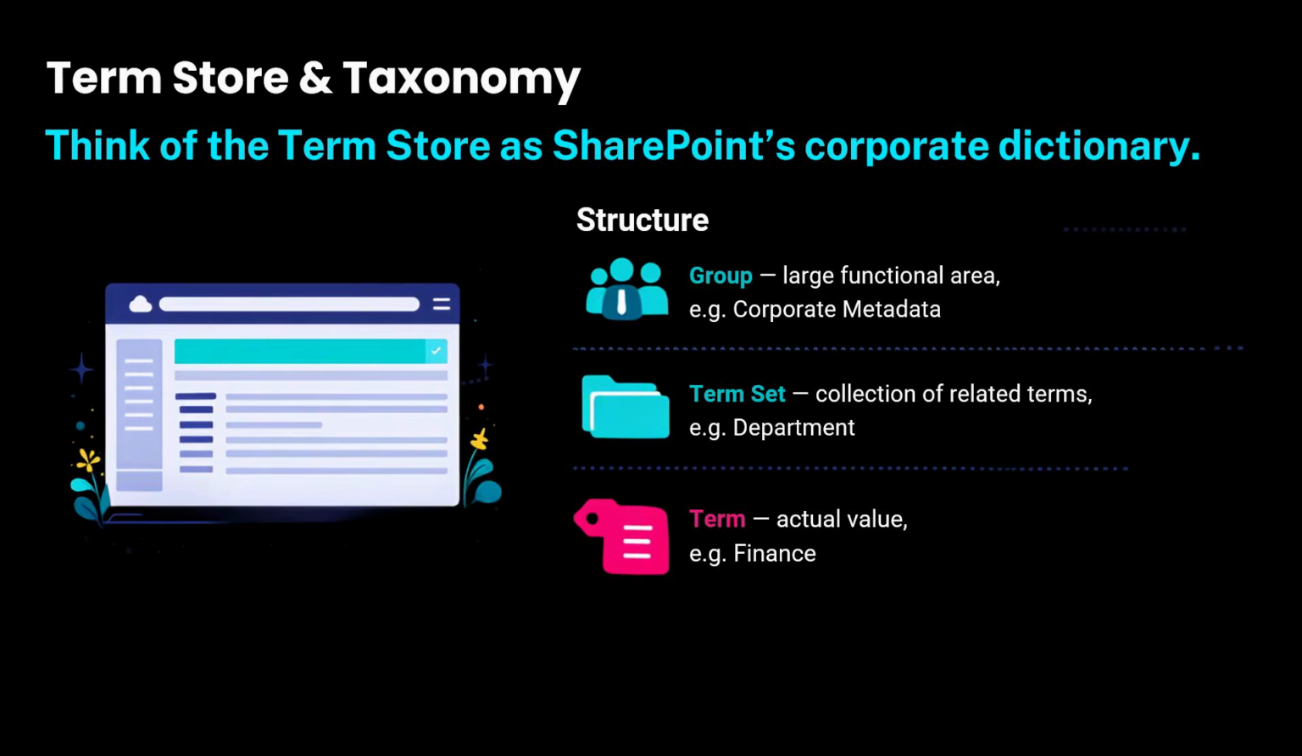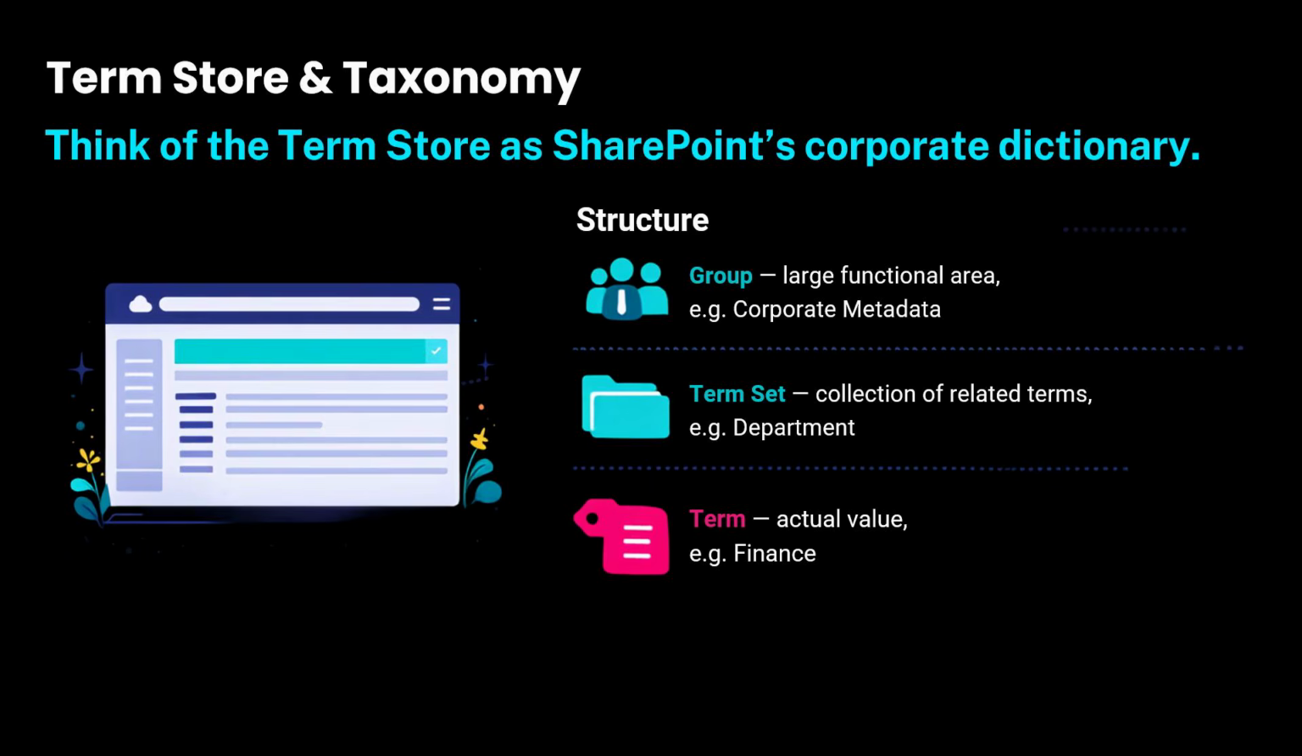The structure is fairly straightforward. At a high level, we have groups. Inside those groups, we have term sets. And inside a term set, we have the individual terms. So we might have a term set called department, containing terms such as finance, HR, marketing, and IT. Those same approved terms can then be reused across SharePoint.